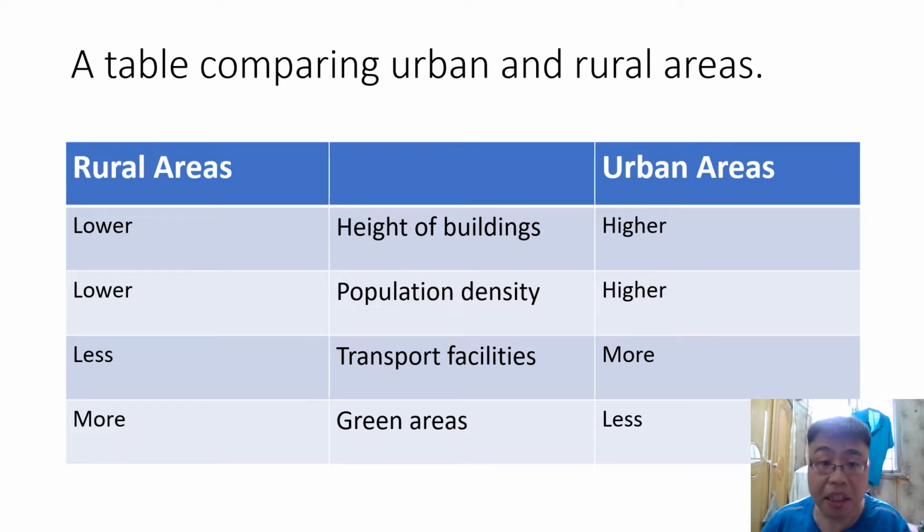As you can see, urban areas have taller buildings, higher population density, more transport facilities, but less green areas. In contrast, rural areas have lower buildings, lower population density, less transport facilities, but more green areas.